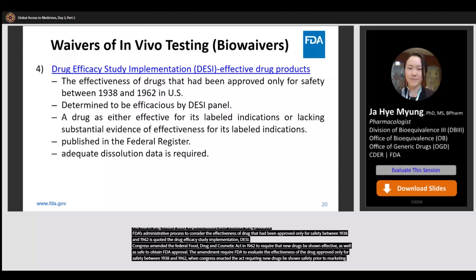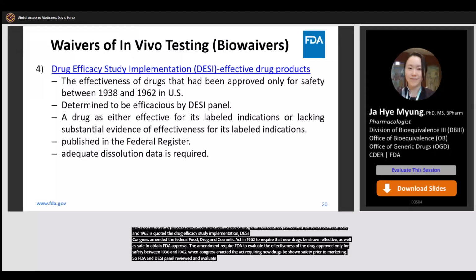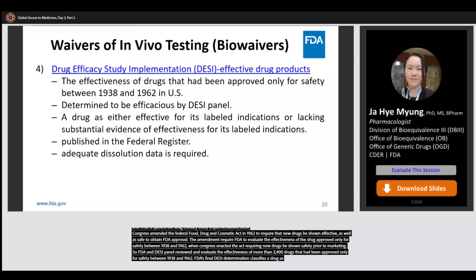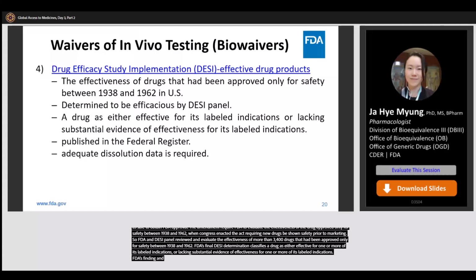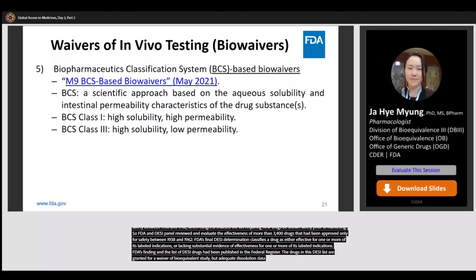So, FDA and the DESI panel reviewed and evaluated the effectiveness of more than 3,400 drugs that had been approved only for safety between 1938 and 1962. FDA's final DESI determination classifies a drug as either effective for one or more of its labeled indications or lacking substantial evidence of effectiveness for one or more of its labeled indications. FDA's findings and a list of DESI drugs have been published in the Federal Register. The drugs in this DESI list are granted a waiver of the in vivo bioequivalence study, but adequate dissolution data is still required.